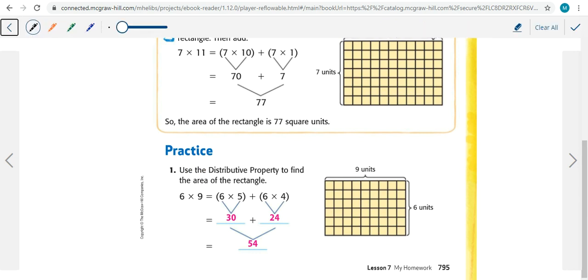Now, 6 times 9, the book is speaking to decompose number 9. One way, because there are many ways to decompose numbers, one way to decompose 9 is 5 and 4. So now we multiply. 6 times 5 is 30 and 6 times 4 is 24. And 30 plus 24 is 54.